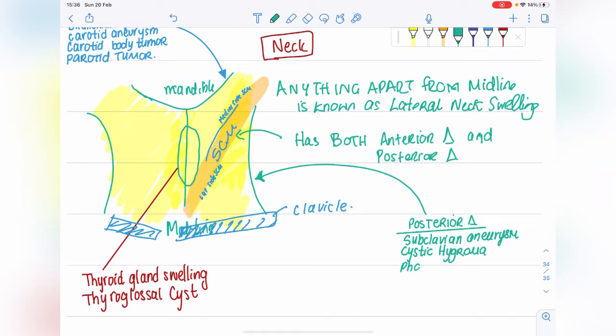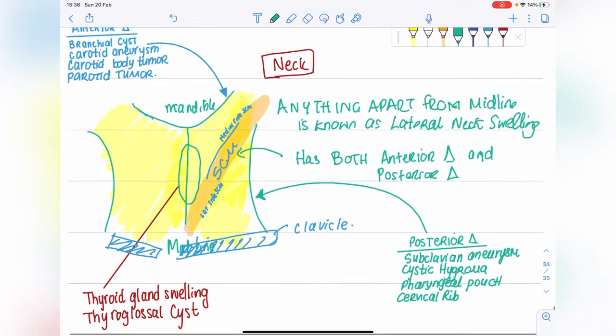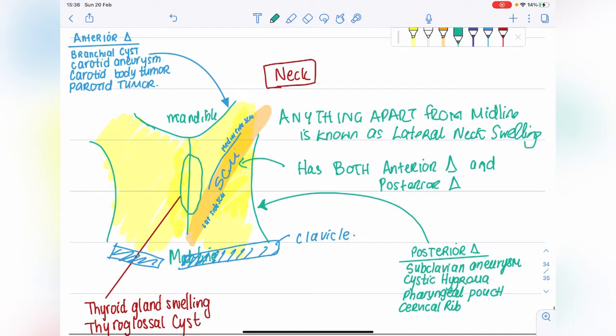A cystic hygroma, which is a congenital abnormality, is found in the posterior triangle. So is a pharyngeal pouch. And lastly, a cervical metastasis or a cervical rib can also be found in the posterior triangle.